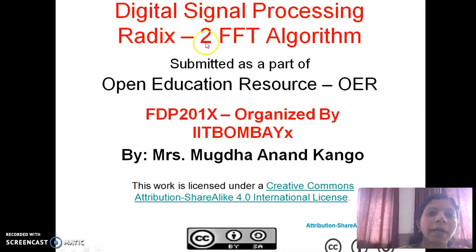Today's topic is the Radix 2 FFT algorithm, submitted as a part of Open Education Resource OER FDP 201X, organized by IIT Bombay X. And today I am presenting, Mrs. Mugdhanand Kangur, this topic on the Radix 2 FFT algorithm.